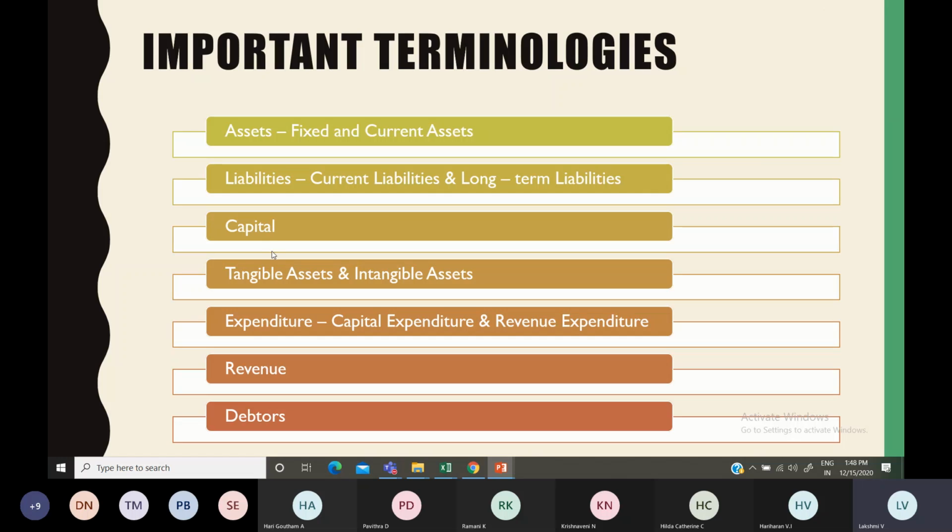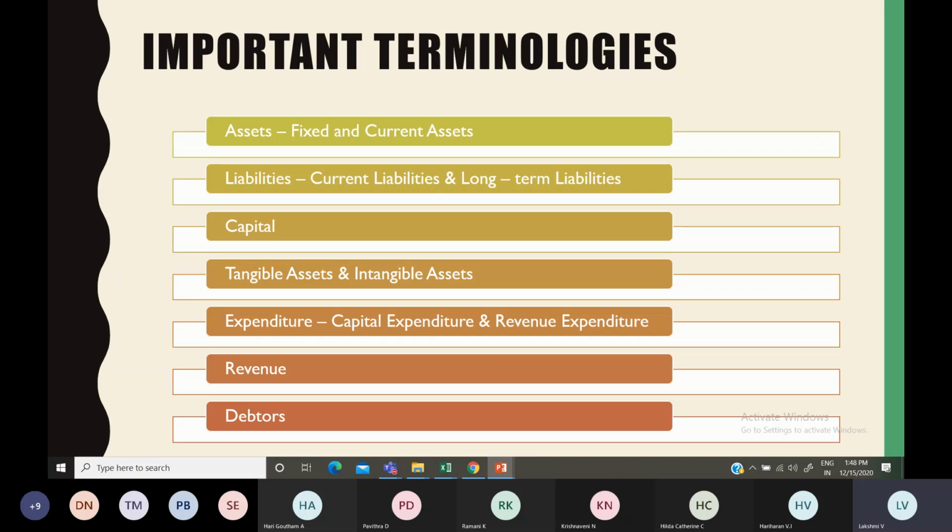So capital is always considered as a liability. Okay, why it is considered as a liability means that the business has to pay him back, the business has to give that amount back to the owner. So that's what we are discussing in the business entity concept.